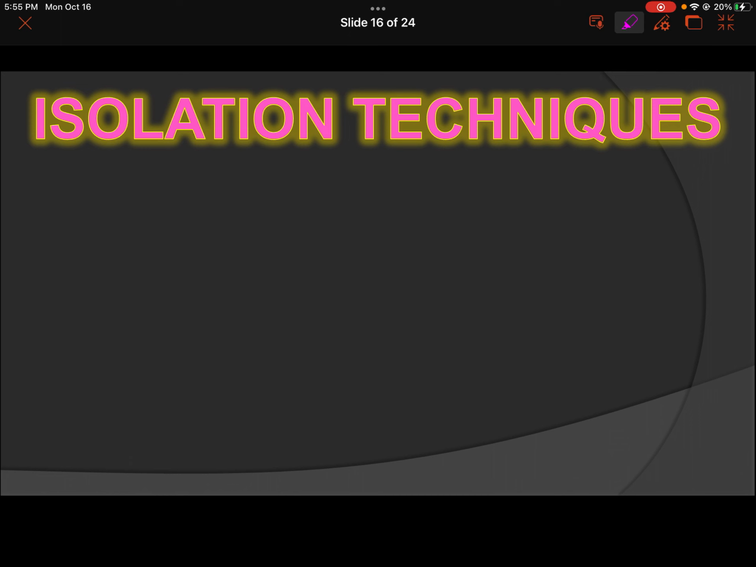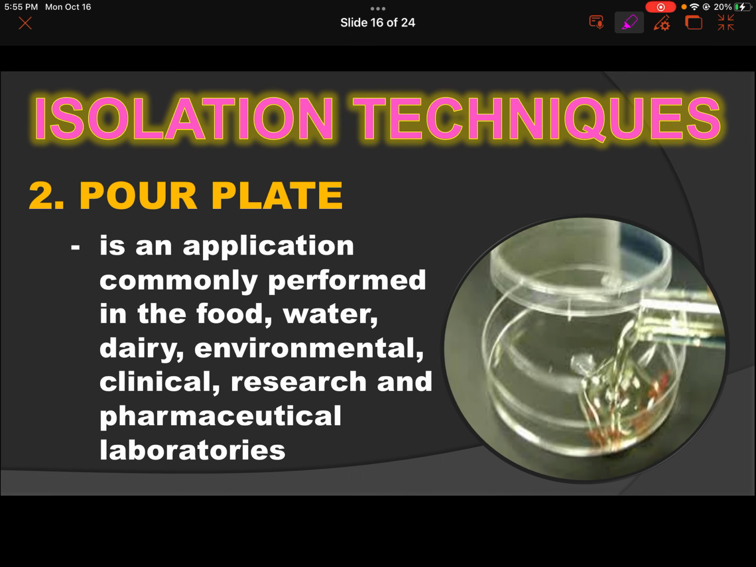Next streaking technique is the pour plate technique. As I have mentioned, this is commonly used in research or in food and other industries, together with a spread plate. This is an application commonly performed in the food, water, dairy, environmental, clinical, research, and pharmaceutical laboratory. As you can see in the illustration, you can use this pour plate technique to determine the number of colonies per ml in a specimen, or the number of microbes per ml in a specimen.